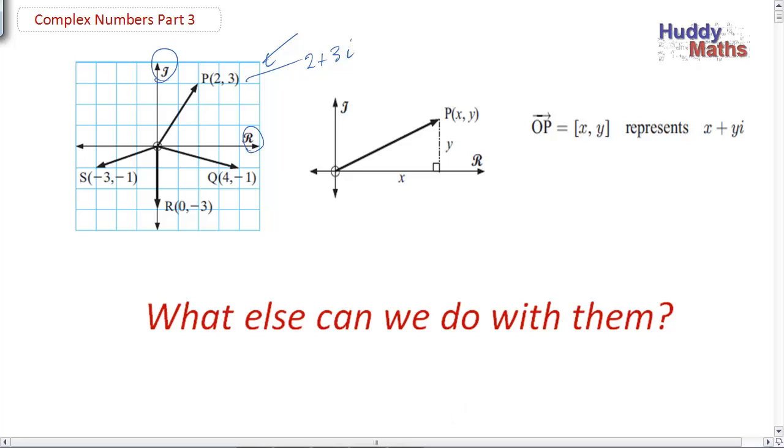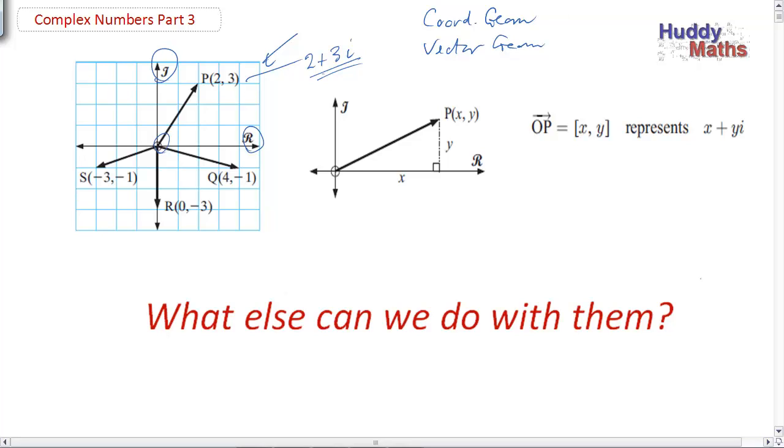Thinking about displacing, if you like, the origin out to the point (2, 3), which if we relabel the axes will be 2 plus 3i. I guess you can see what's coming up. There's a big overlap here between this area and both coordinate geometry and vector geometry. Okay, and that's what's going to happen in the next couple of presentations. We're going to pursue this.